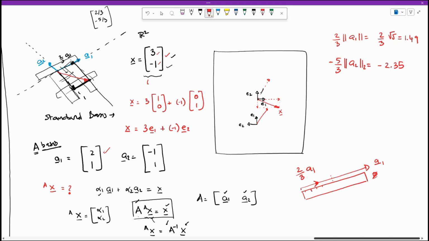Okay. For minus 5 by 3 times A2, you take the scale. Keep it parallel. So it has to be in the other direction. So take this as 0. So you have to go 2.35 units in the other direction. That is where minus 5 by 3 times A2 will be.